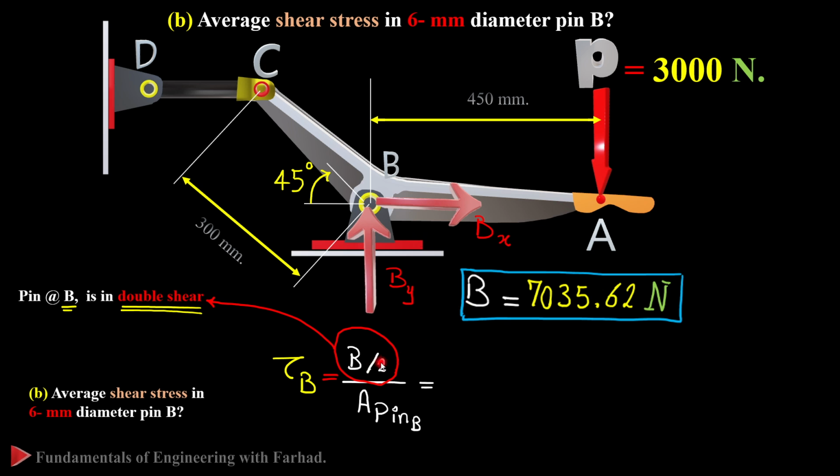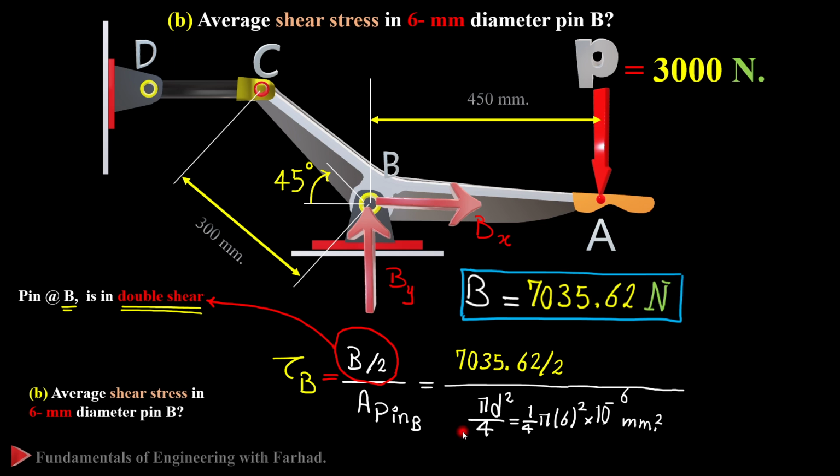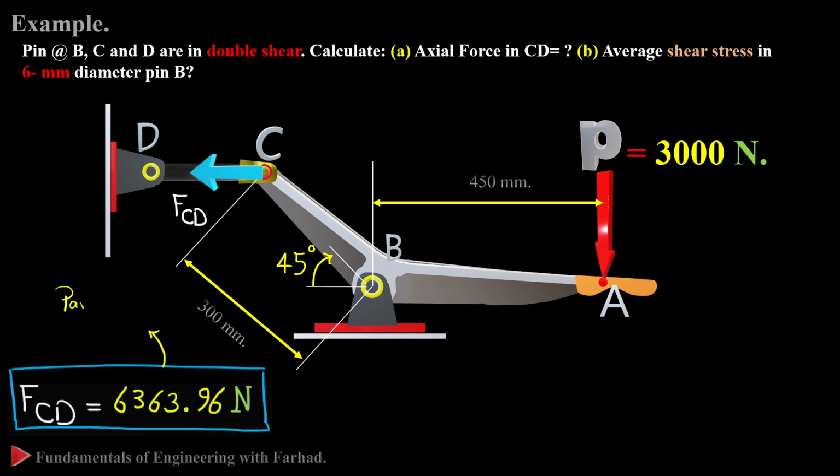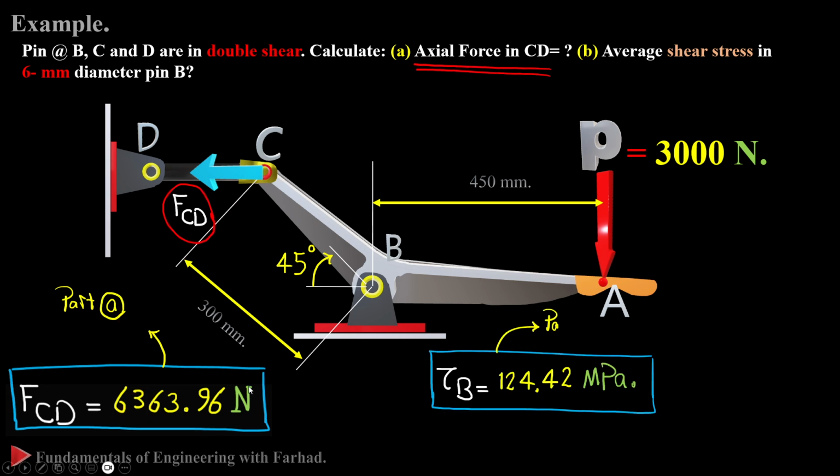So the B over 2 is due to the double shear nature at pin B, and the area of the pin is one-quarter of pi d squared, which is provided. If you do the math, it gives you the amount of shear stress at pin B. So initially the problem statements were looking for the force in rod CD, which is part A, and also in part B, tau at B is equal to 124.42 megapascal. Thank you. We'll solve more problems related to free body diagrams.